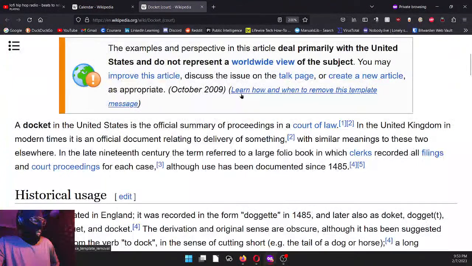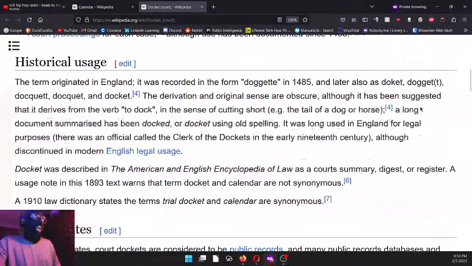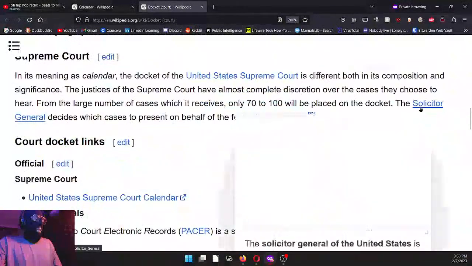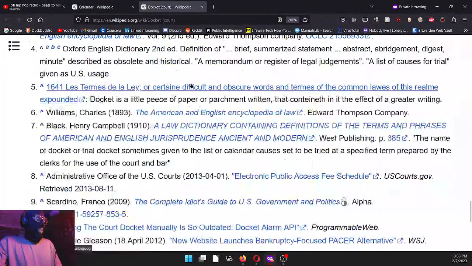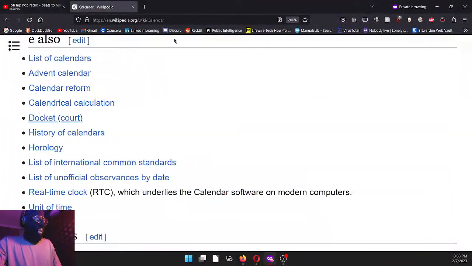Docket. A docket in the United States is an official summary of proceedings in a court of law. In the United Kingdom in modern times, it is a special document relating to the delivery of something. Okay, so it's referring to also the time when things get into a docket. You have a lot of things that refer to here.